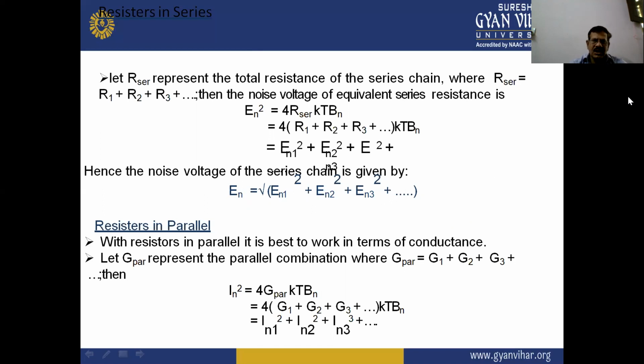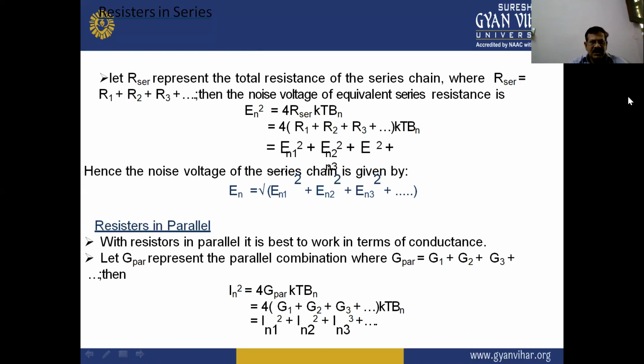So En square will be En1 square plus En2 square plus En3 square and so on. Hence the noise voltage of the series chain is given by En equals the square root of En1 square plus En2 square and so on. So this is the formula for the noise voltage.